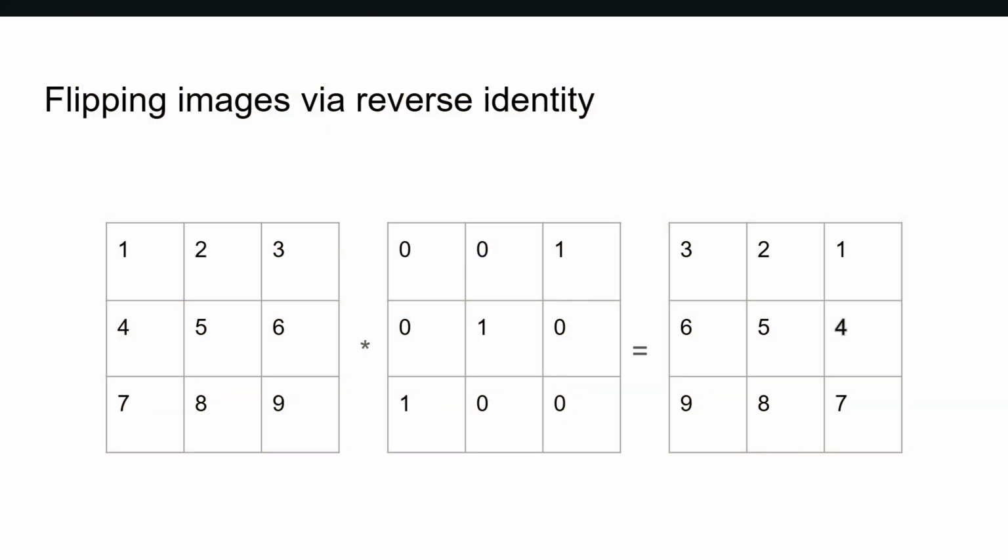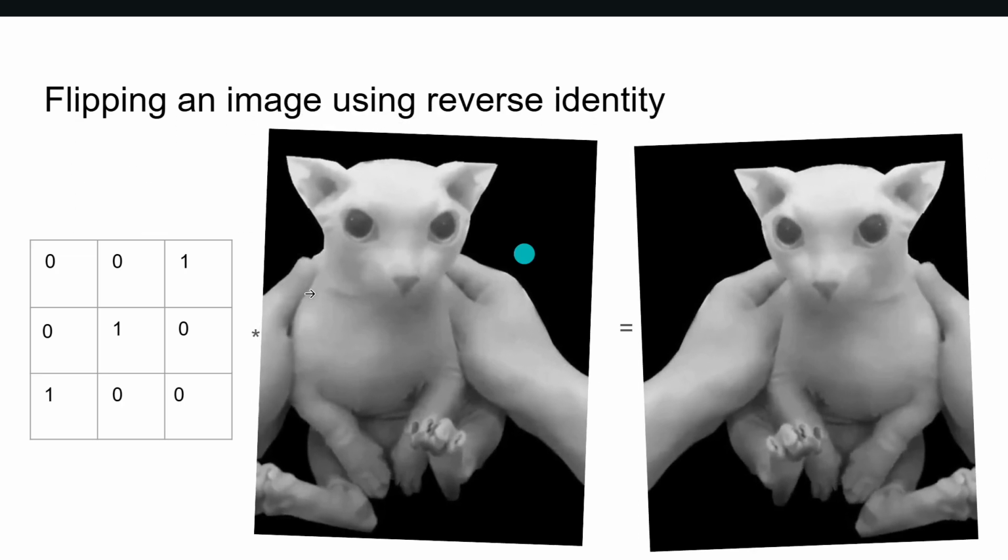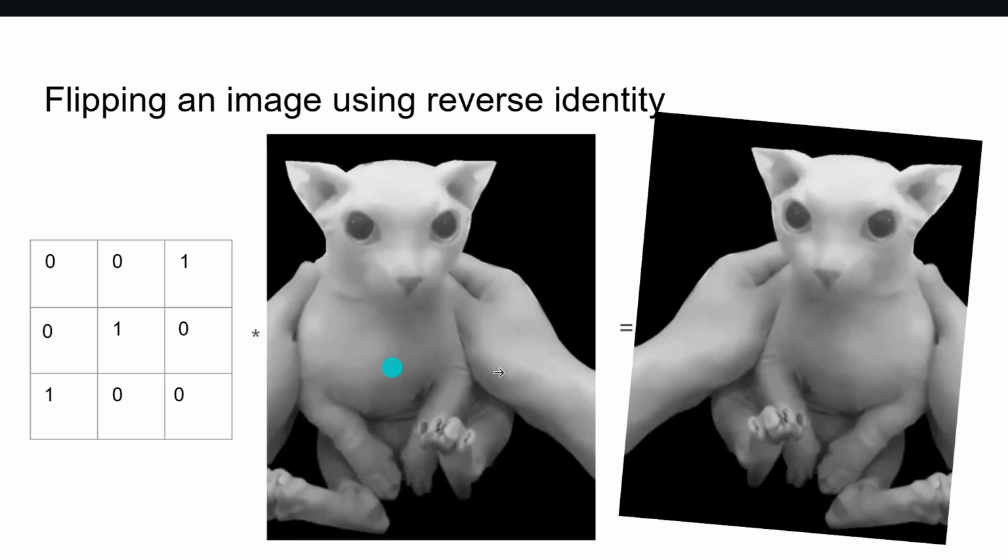The first image function that we'll be looking at is flipping images. We can do this by multiplying the image matrix by the reverse identity matrix, which is essentially the identity matrix, but with the ones along the opposing diagonal, not the main diagonal. And when we do this, the image gets flipped along its vertical axis, so it looks like a mirror image of the original.